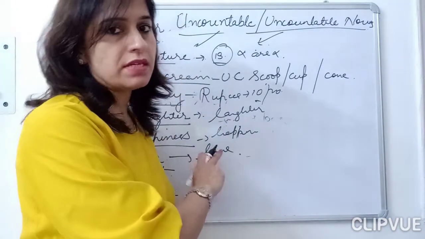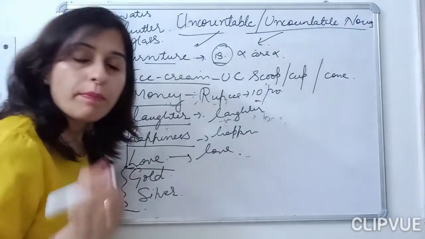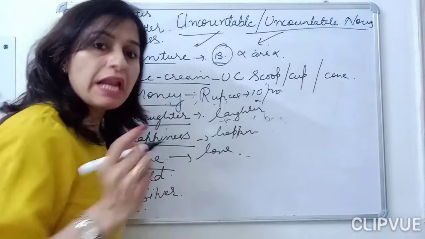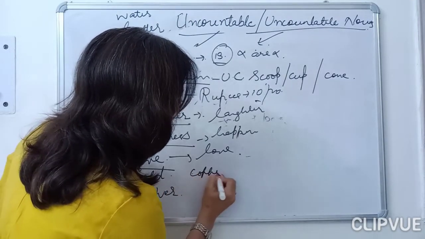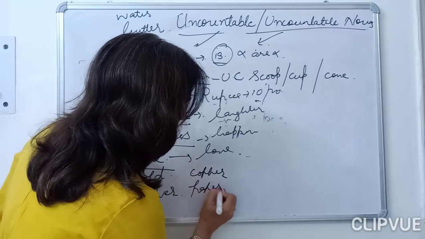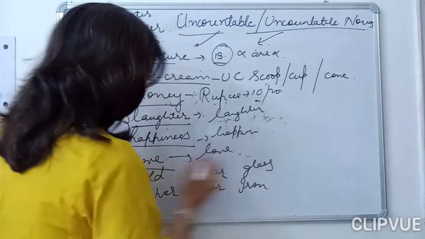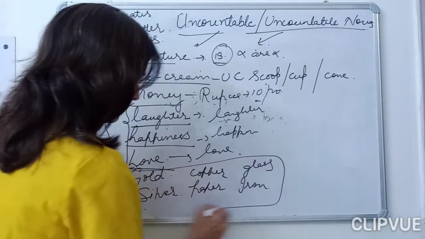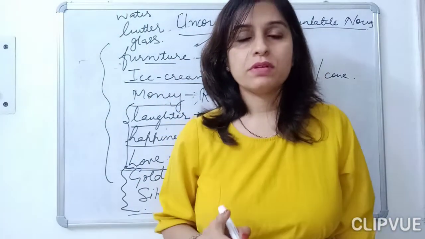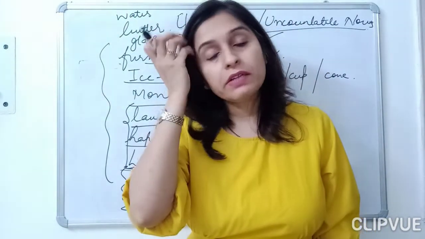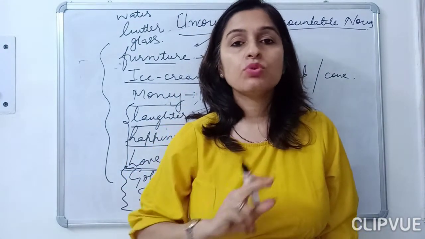They remain as it is, children. Next, gold, silver, copper, paper, glass, iron. What are all these, children? We have done this in our previous class. These are the material nouns, and material nouns cannot be turned into plural.